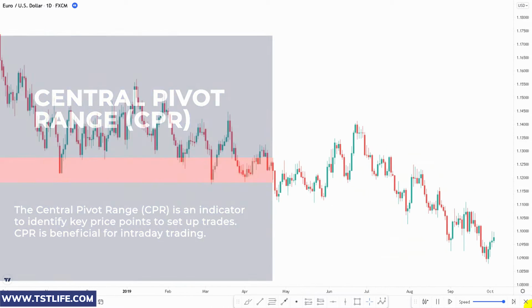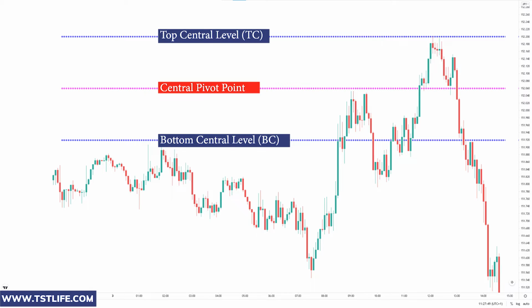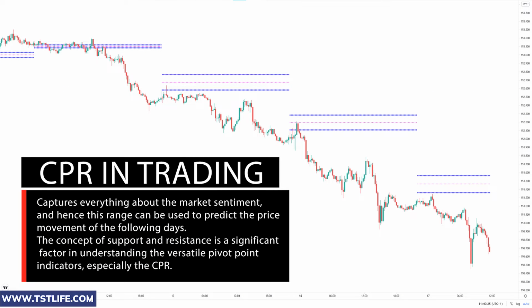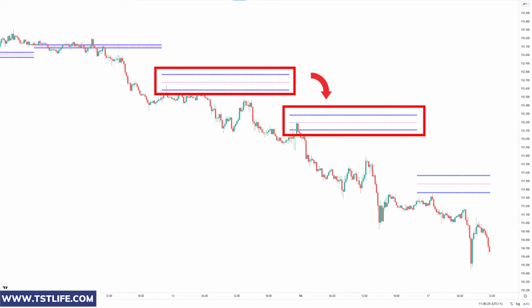Central Pivot Range is a versatile technical indicator usually comprising three levels: a central pivot point, top central level, TC, and bottom central level, BC. To sum up, the fundamental idea behind this indicator is that the particular day's trading range captures everything about the market sentiment, and hence this range can be used to predict the price movement of the following days.